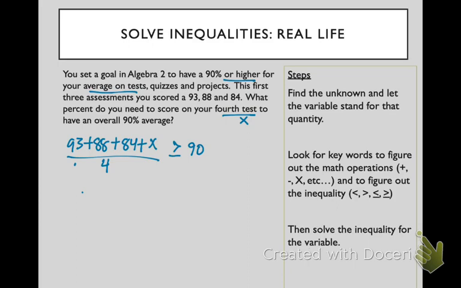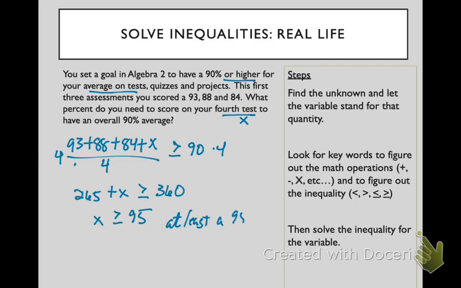We're going to undo that division by multiplying each side by 4. I'm going to add up my 3 prior scores. I get 265 plus my 4th score needs to be greater than or equal to 360. Subtract, and you'll see that that 4th score needs to be at least a 95%. All right, that's a quick review on how to solve just simple inequalities.